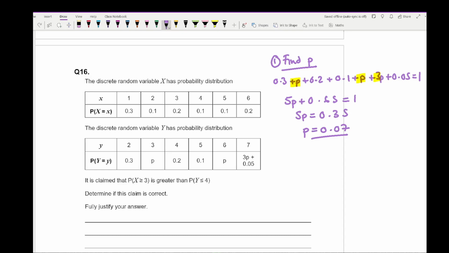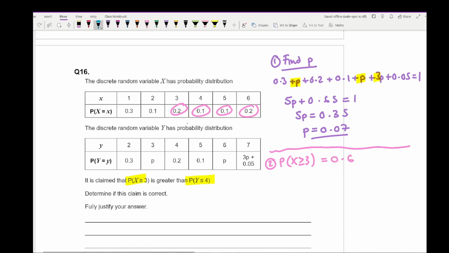So then what we do is look at the claim. The probability of x being greater or equal to 3 is adding up all of these 4 numbers together, in which we get an answer of 0.6.